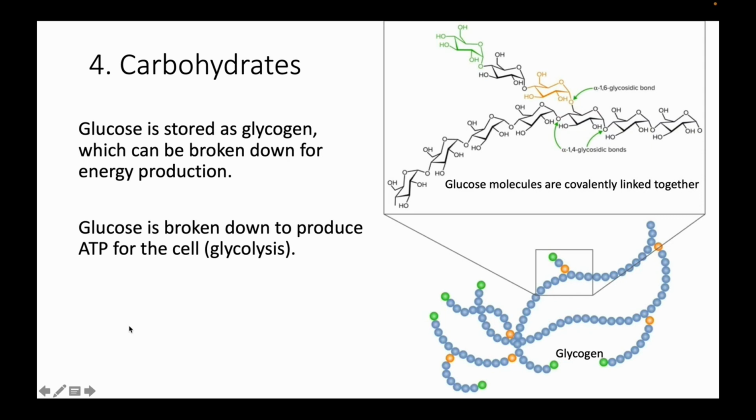So we talked about those polysaccharides. One that's very important is when you take glucose, and it can be stored as glycogen in the cell. So glycogen is when you have many, many glucose molecules covalently linked together. So you can see each one of these is a glucose. And when we link a bunch of them together, we form this larger molecule called glycogen. And glycogen is a way of storing energy. So then that glycogen can be broken down to make glucose. And why is that important? Because glucose gets broken down to make ATP for the cell in the process of glycolysis, which we'll talk about a lot.